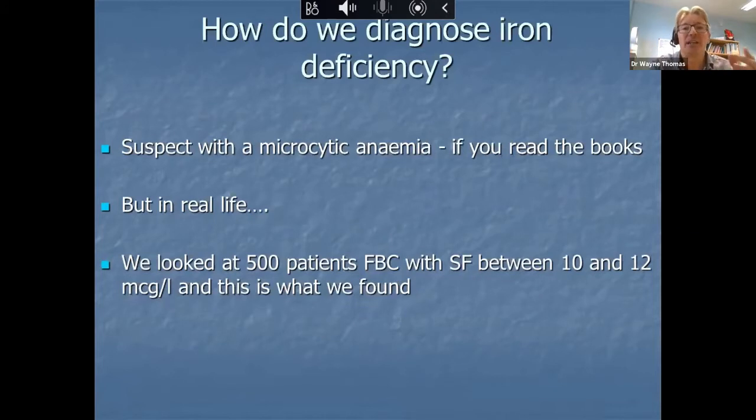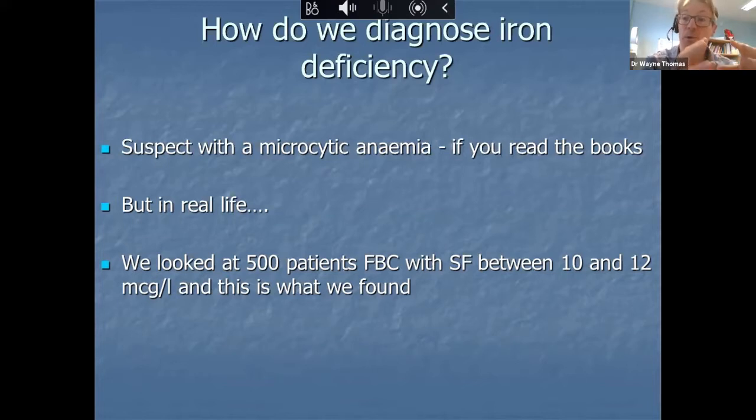So how do we go about making that diagnosis of iron deficiency? Well, if you read the books, it'll tell you you need to suspect it with a microcytic anemia. And then this is where it starts to get a bit of a head-in-your-hands job. You will come across it, and I come across it all the time with my medical students. I don't get them in the early years, I get them in the later years, and I say, what's iron deficiency look like? And they'll say microcytic anemia. And no, it isn't. That is the one which is more specific, but it is not sensitive enough.